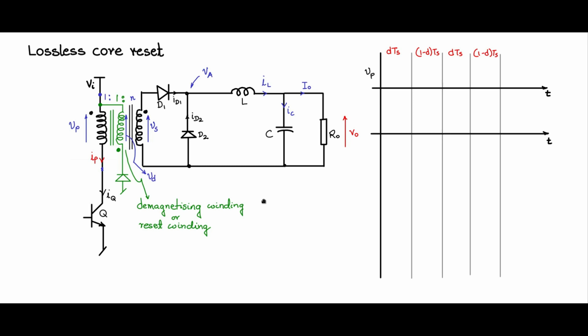Vp and Vd. Now during the time d Ts, Q is on. So when Q is on, the entire Vi is coming across the primary coil with dot end positive, non-dot end negative. So if that is the case, in the other windings, you will see the dot end positive, non-dot end negative for the Vd in this fashion, and dot end positive, non-dot end negative in the secondary.